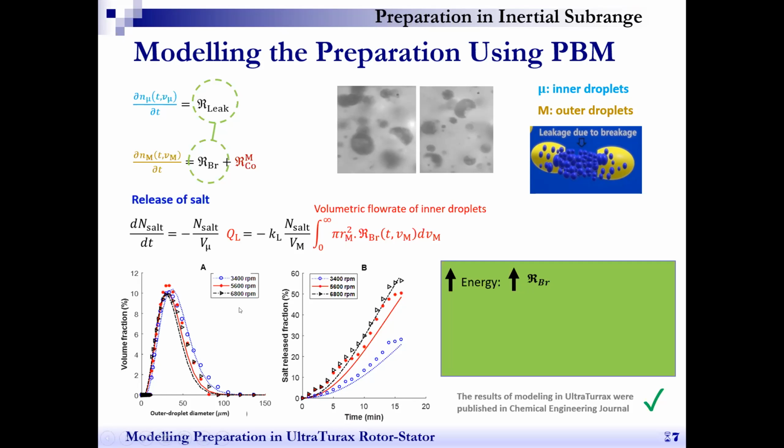By doing so, the energy increased, and the increase in the energy leads to an increase in the breakage rate in the system. Increasing the breakage would decrease the size of the outer droplets, which is on the left figure. And this decrease would continue until the equilibrium between breakage and coalescence happens. But on the right figure, we can see the release of the salt. We can see that the release continues to increase, which indicates that the release is only due to the breakage of the outer droplets.